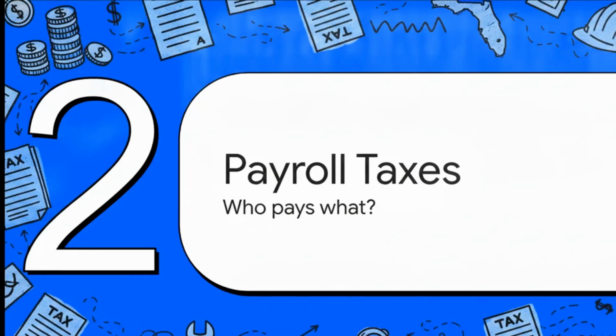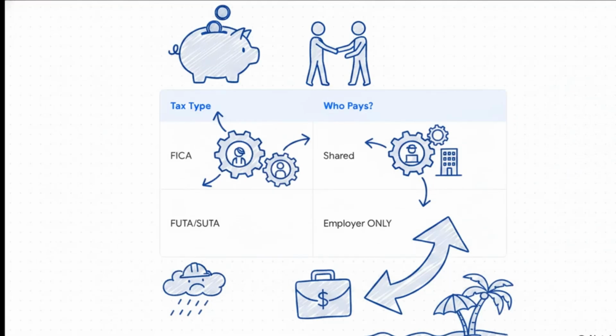Moving right along to Module 2, allocating payroll taxes. Now, what's really interesting about this breakdown is you need to know exactly who is legally responsible for paying which tax. Visually lock in on this. On the top, we have FICA, which stands for the Federal Insurance Contributions Act, and that covers Social Security and Medicare. This is a shared burden. It's split between the employer and the employee. But look at the bottom. FUTA and SUTA. That's federal and state unemployment taxes. This burden falls completely on the employer.